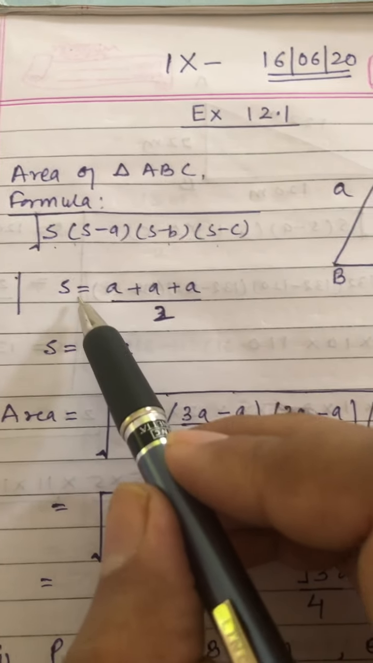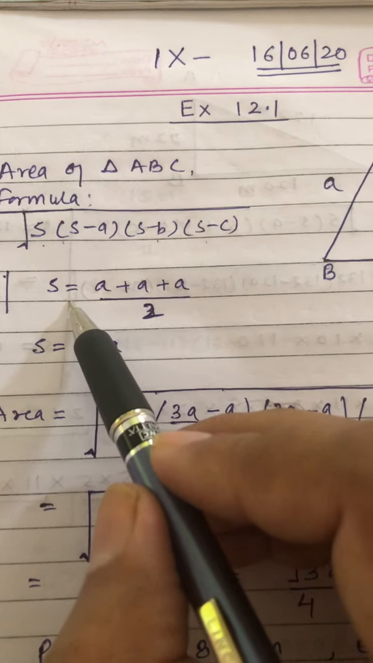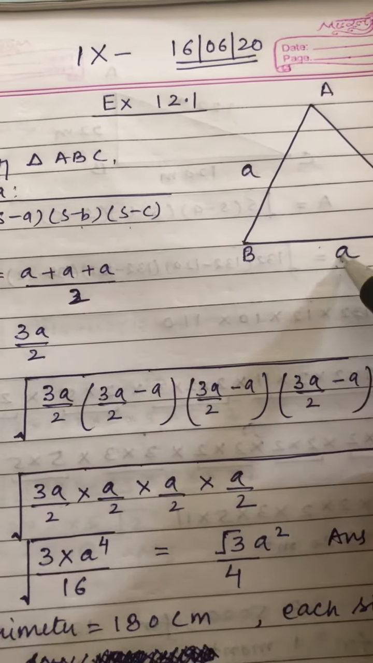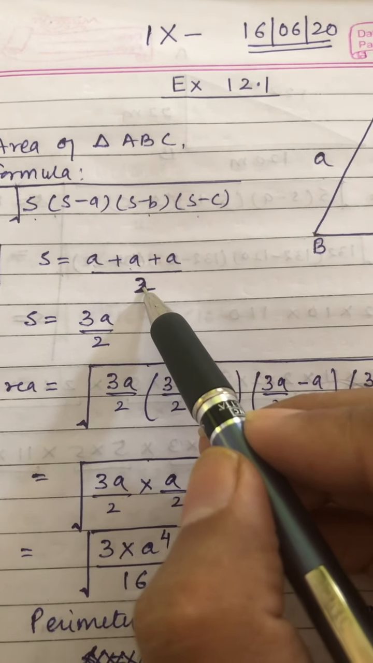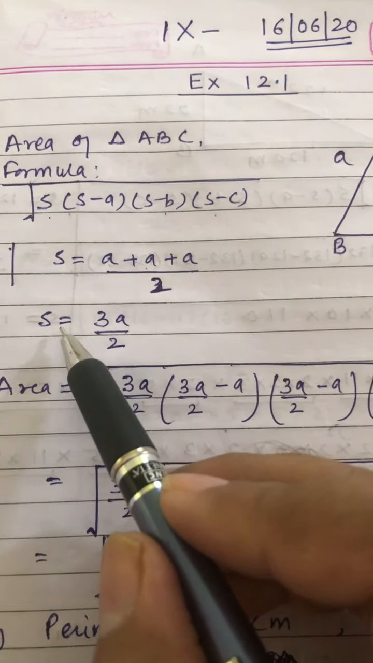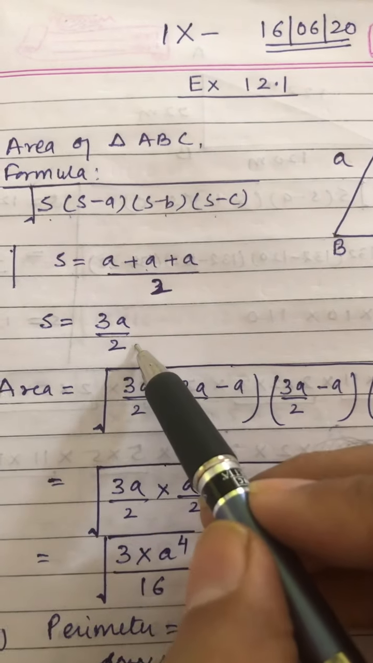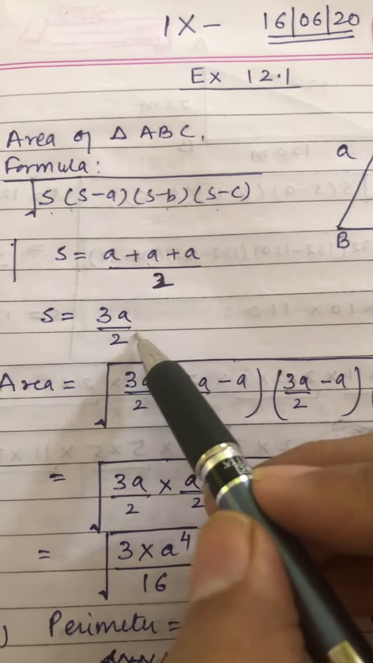Now what is S? S is called the semi-perimeter. So what is the perimeter? A plus A plus A, the sum of all the sides, upon 2. So what will come? S equal to 3A upon 2. A plus A plus A upon 2 is 3A upon 2.